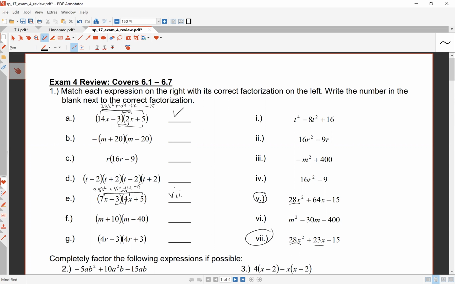Now the opposite of m plus 20 times m minus 20. That's the opposite of m squared minus 20m plus 20m, which is 0, minus 400. And we distribute the negative across, we get negative m squared plus 400. The other m up there is this one, that's m squared minus 40m plus 10m, which is minus 30m minus 400. So now we're looking for m squared minus 30m minus 400, which is 6.